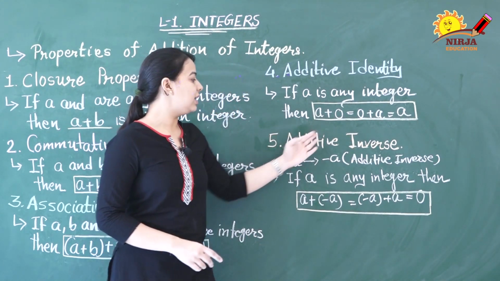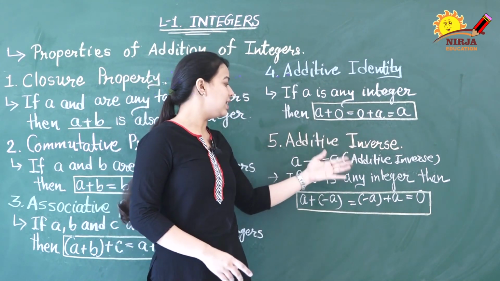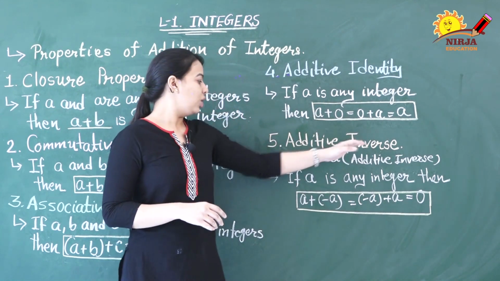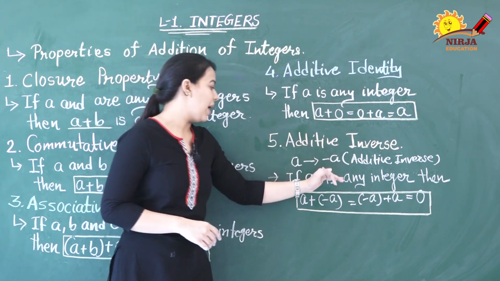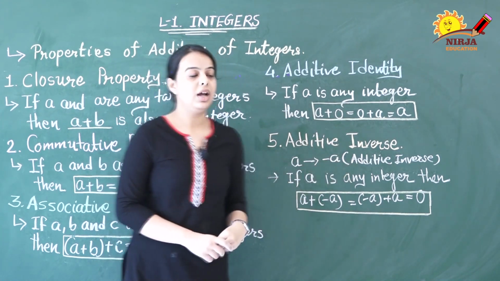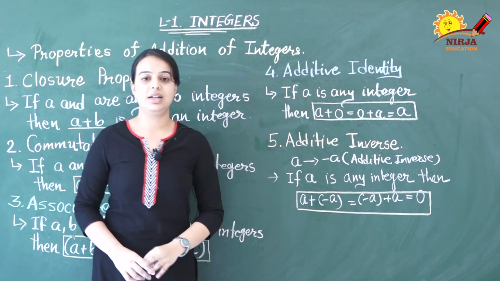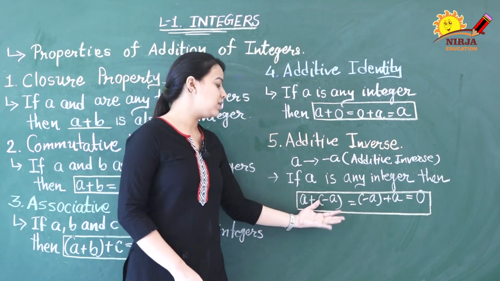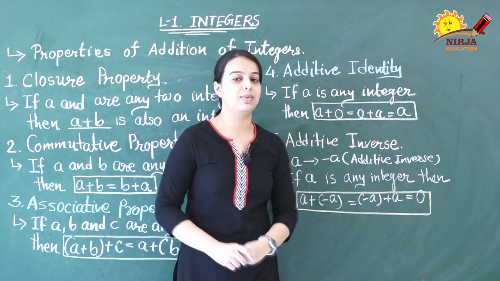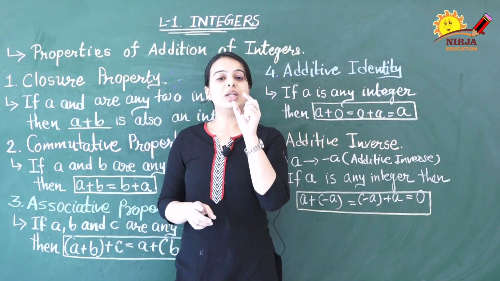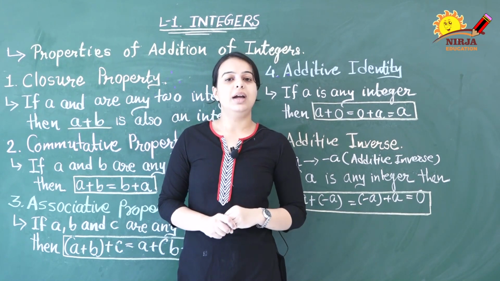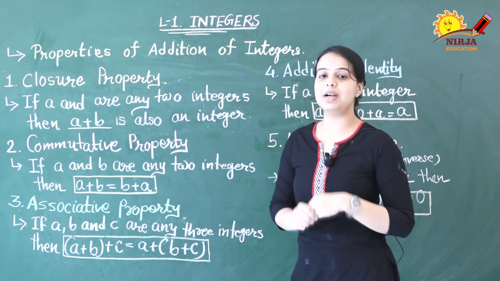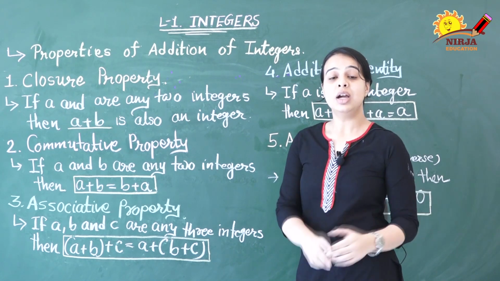Next one is additive inverse, but before that, we need to be clear about what we mean by inverse. So if A is any integer, then minus A is the inverse for that. So the additive inverse identity is stated like this: if A is any integer, then A plus minus A, or minus A plus A, is equal to 0. That means if we are going to add an integer and its inverse, then the result will be 0. So my dear students, these are all the properties of addition of integers.